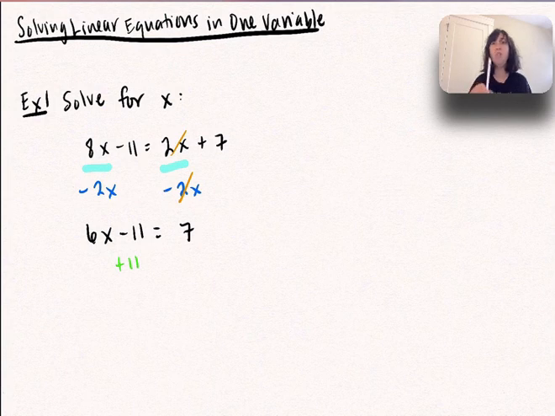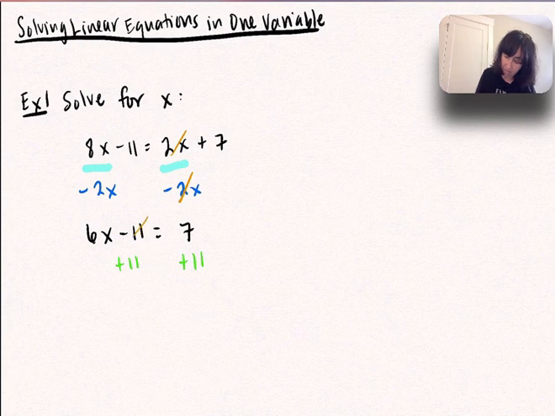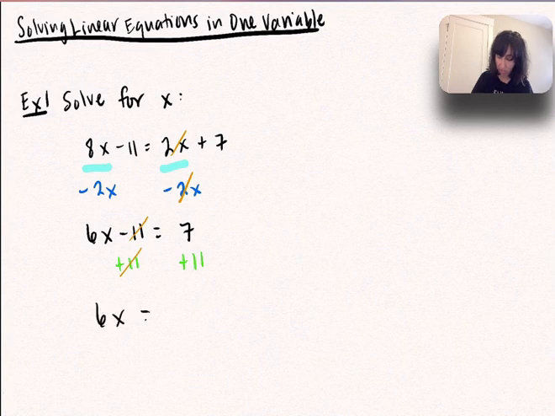But remember, what I do to one side, I have to also do to the other. So if I want to add 11 to the left, I also have to add 11 to the right. And then if I do that, the minus 11 plus 11 cancel out to give you no 11 on the left anymore. We just have a 6x. And then on the right, I have 7 plus 11, which is 18.